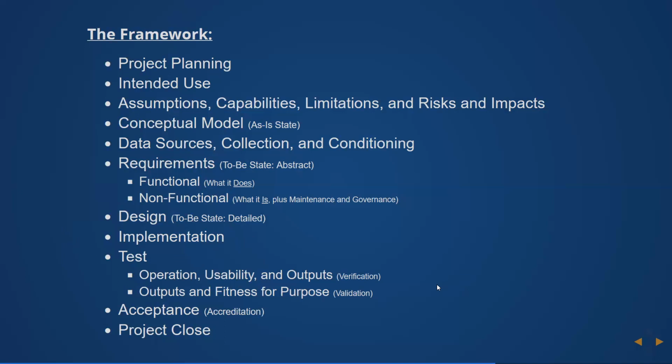The operation, usability, and outputs are called verification. They're most able to be automated, and they have yes, no answers. Validation is about the outputs and the fitness for the purpose. How well does it solve the problem? That is validation. That can be more nebulous. Then we do acceptance or accreditation, and that is your project flow.